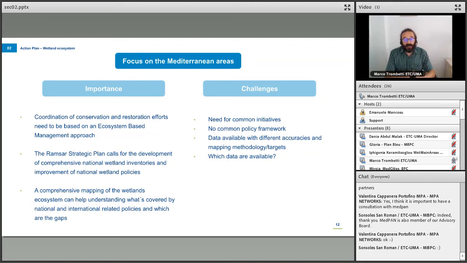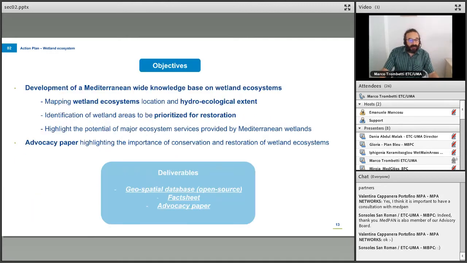This at the moment is a challenge because data sets are built with different accuracies and different mapping methodologies. Many times we don't even know what countries have, or if they have any data. This said, maybe it's easier to understand our objectives.